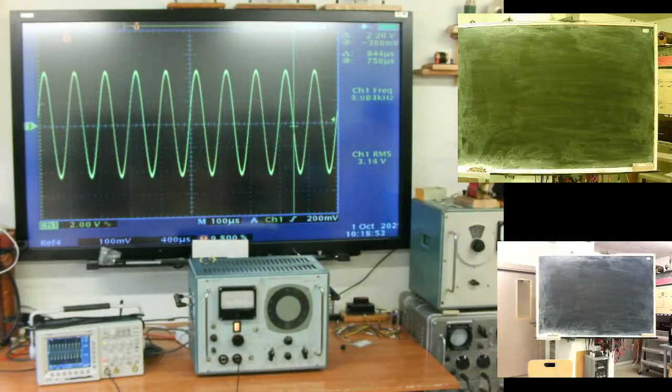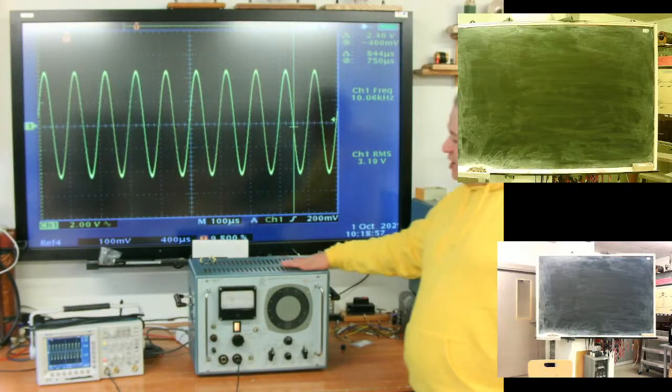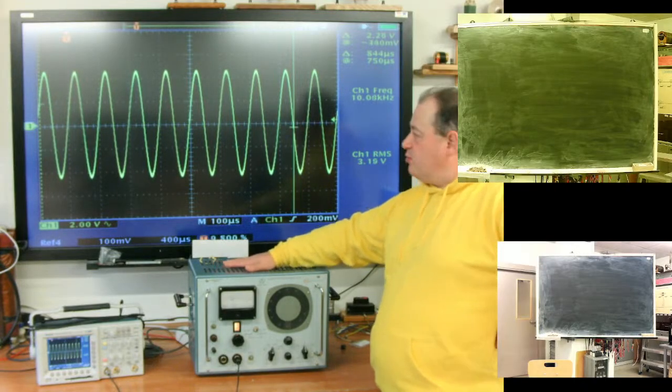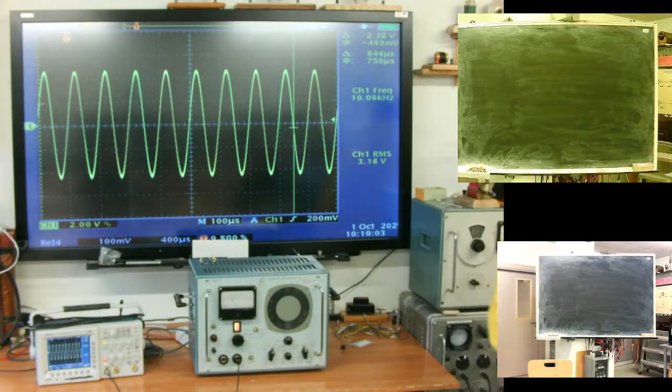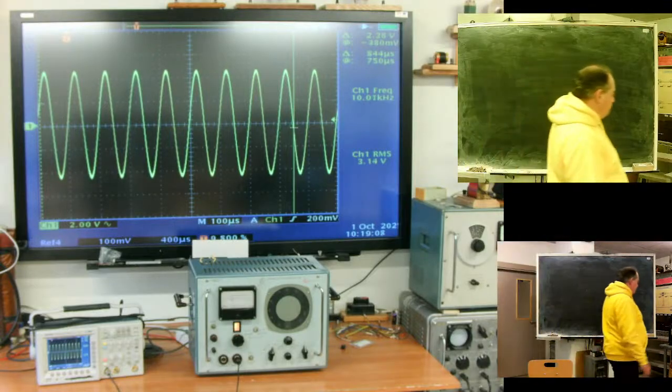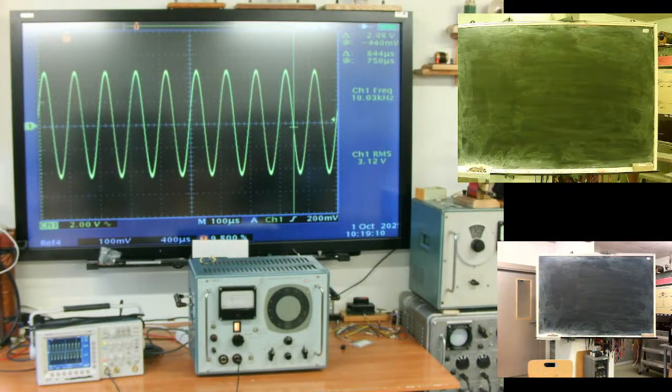I have a demo here. Good harmonic signal generator supplying 10 kilohertz to my scope. And today's theme is analog preprocessing. What is analog preprocessing? And why do I need a 10 kilohertz harmonic signal?